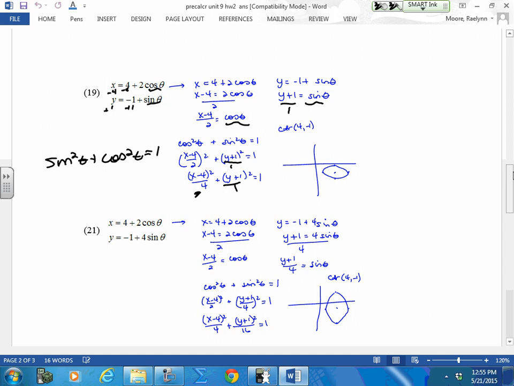You can find your center, 4, -1. You can see that your x here, above the x, it's going over 2. Your y, up and down 1. Before you even square it, there's your a and your b. They all basically work the same. Solve for the cosine, solve for the sine. Plug it into sine squared plus cosine squared.